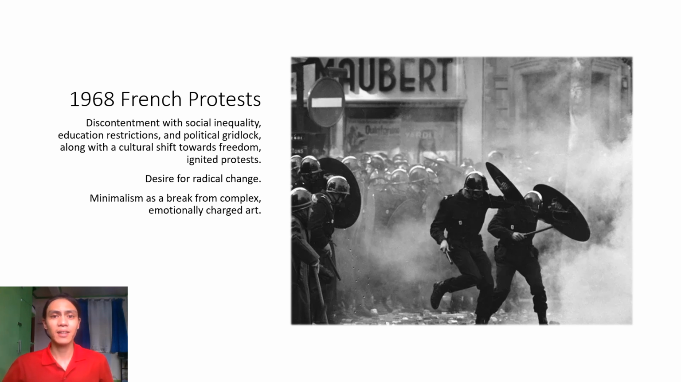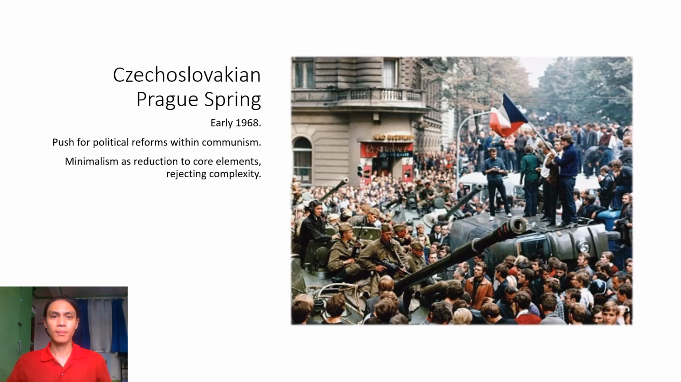Across the Atlantic, the 1968 French protests roared against social inequality, limited education, and political stagnation. This yearning for change resonated across society. At the same time, the Prague Spring in Czechoslovakia sought to simplify and reduce the complexity of the existing political structure. This movement was a period of political liberalization, pushing for reforms within the communist regime.